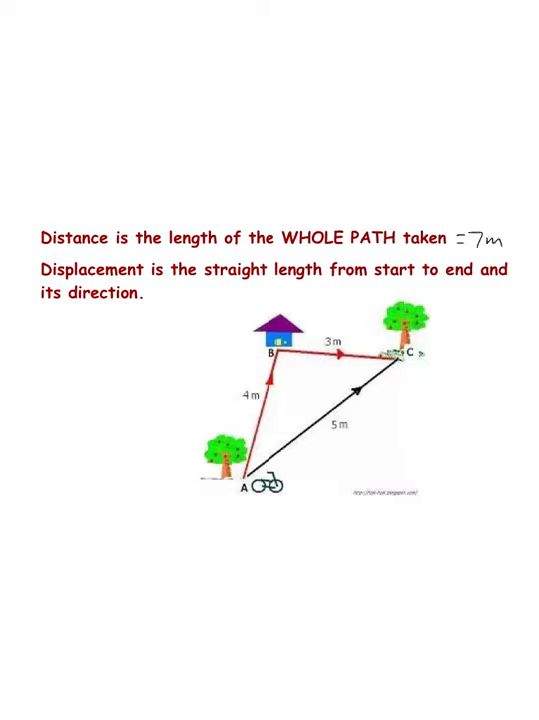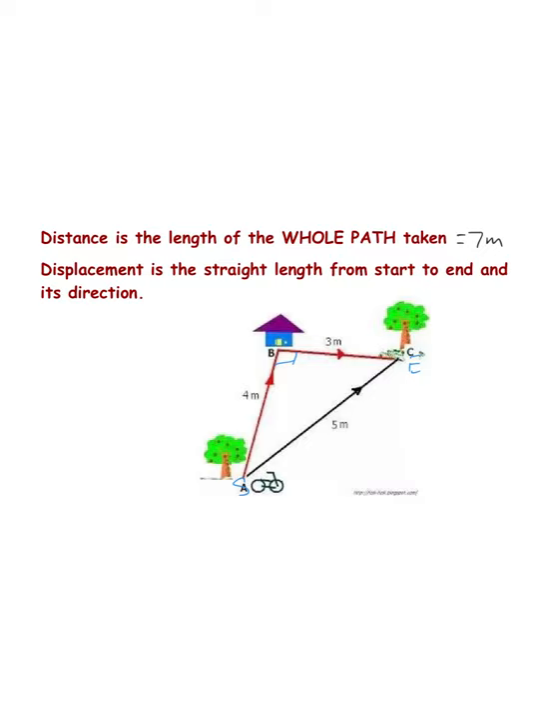Now the displacement is just a straight line from the start to your end, okay? And in this case, the straight line happens to be 5. Now, why is it 5? Because if you have a diagonal line instead of a square, this is supposed to be a square, but they just drew it at a tilted angle.